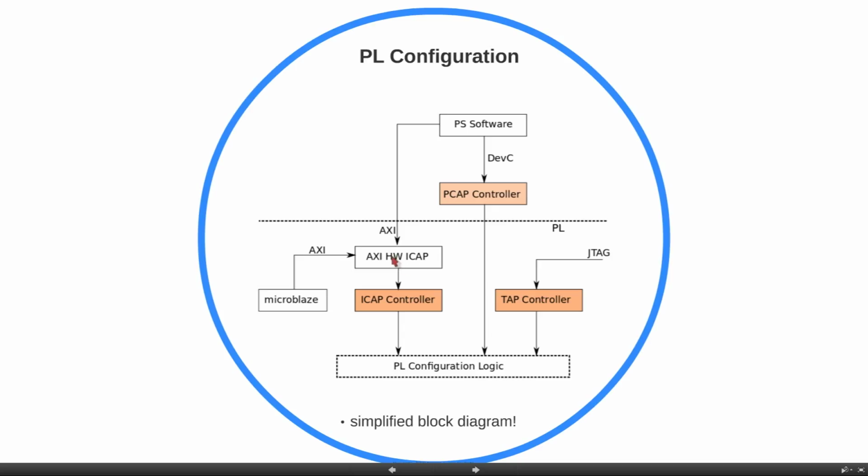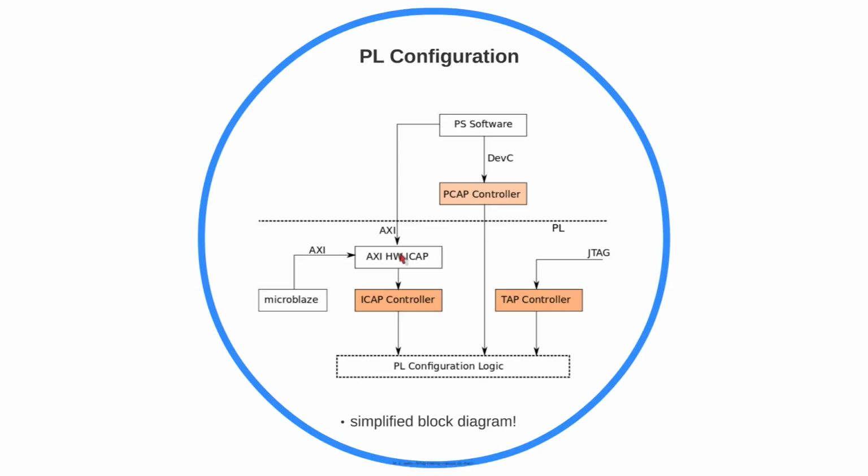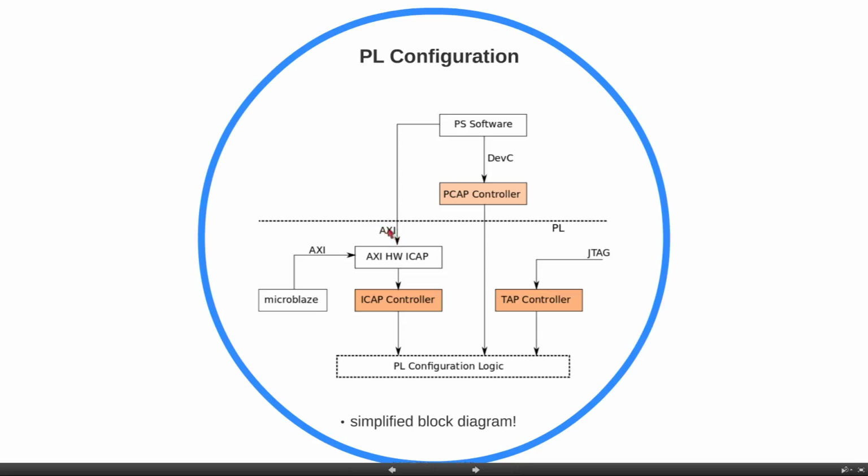And finally, the third path is through an IP core which is called AXI HWICAP, and this is basically providing an AXI slave interface, and through the AXI slave interface either the ARM host or any CPU or any hardware component in the system can transfer the desired bitstream to the logic which is responsible for configuring the PL.